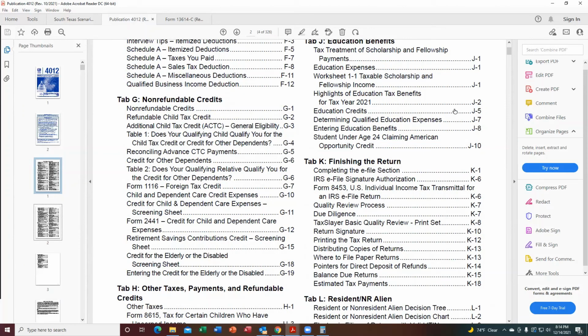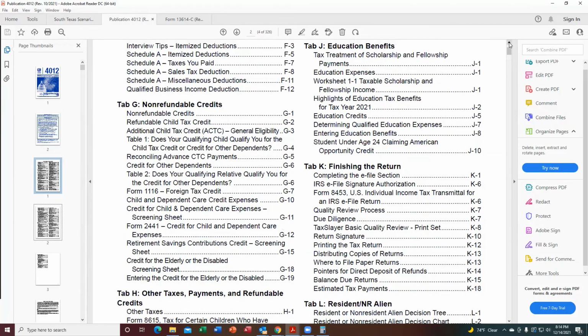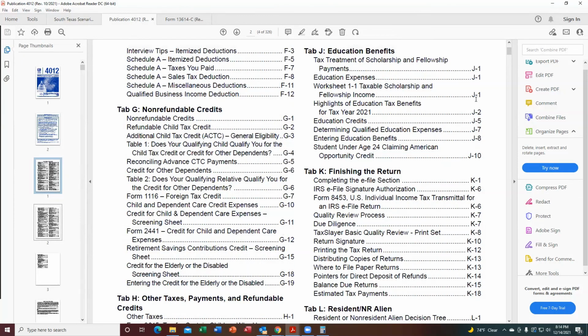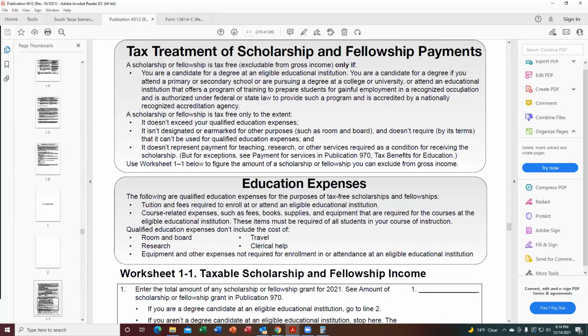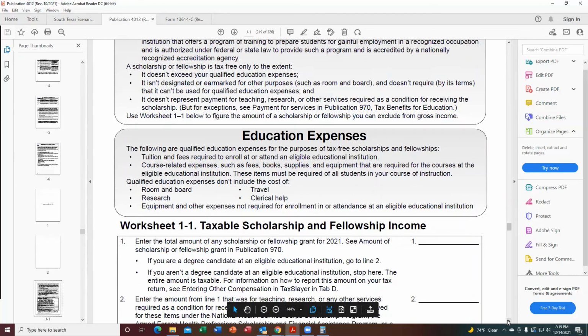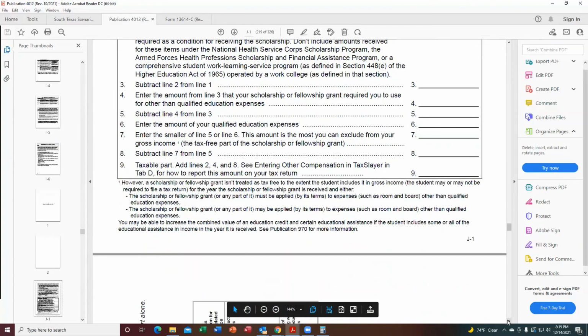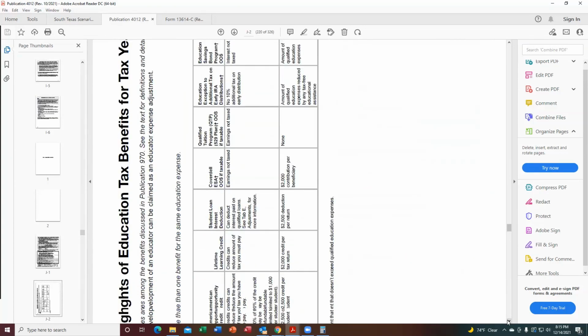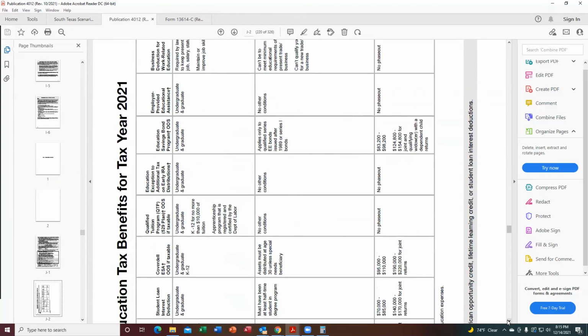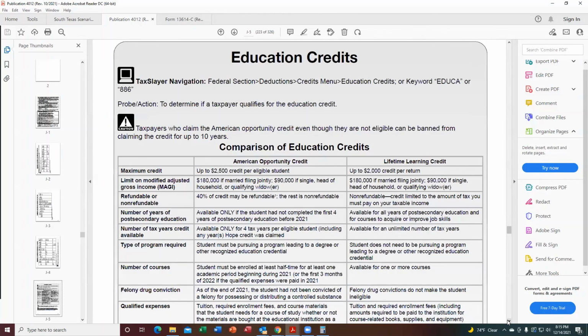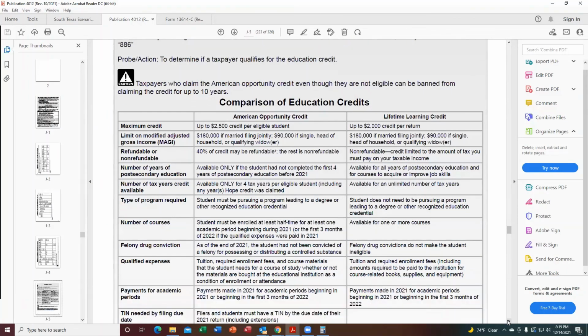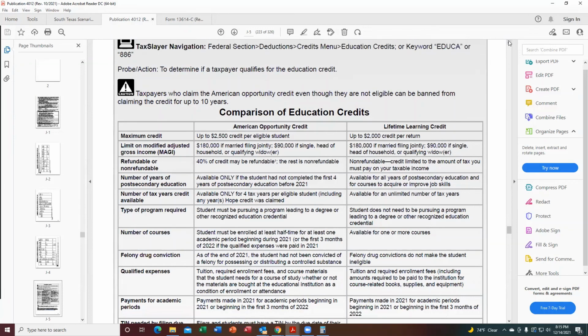Okay, education credits. Okay, education expenses. So here it tells you what qualifies as education expenses, and I'm looking for the table here. I'm going to scroll and find the table right in here. So here are the options.